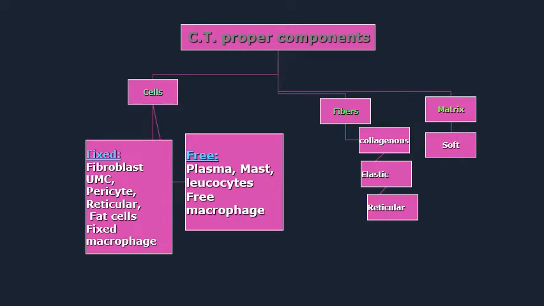Again, the connective tissue proper components are formed of cells, fibers, and matrix. The cells are either fixed cells as UMC, pericyte, fibroblast, fibrocyte, reticular cell, fat cells, and fixed macrophages, or free as plasma cell, mast cell, blood leukocytes, and macrophages. Fibers are collagen, elastic, reticular, and the matrix is soft.